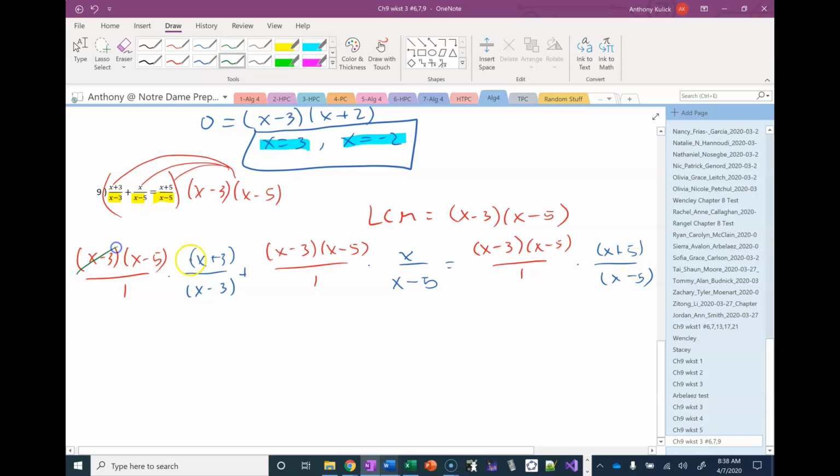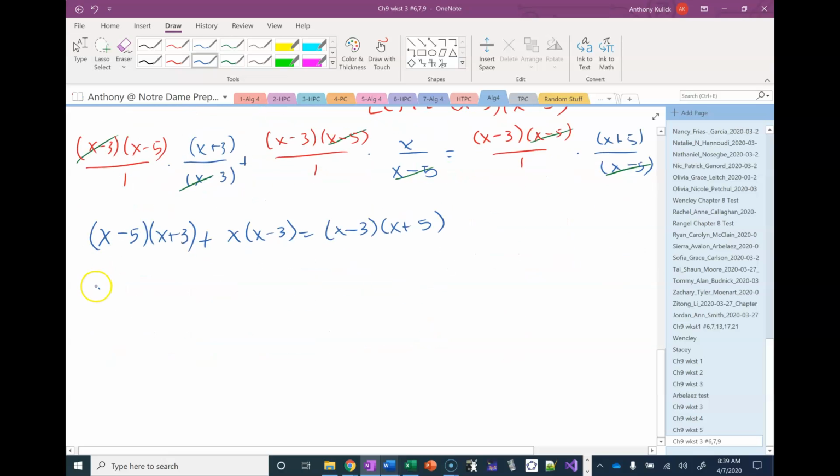So again, we'll multiply these fractions together, and in doing so a bunch of stuff is going to cancel, leaving me with no denominators. So I have, for my first fraction, x minus 5 times x plus 3, and then I have x minus 3 times x, and then I have x minus 3 times x plus 5. And now I'm just going to go ahead and multiply all these things out.